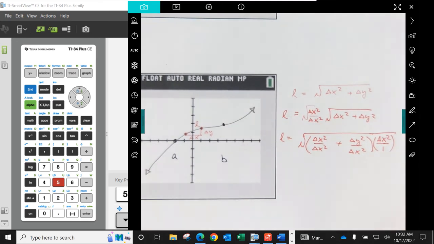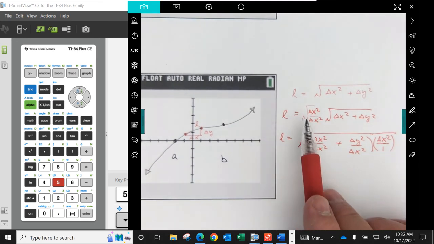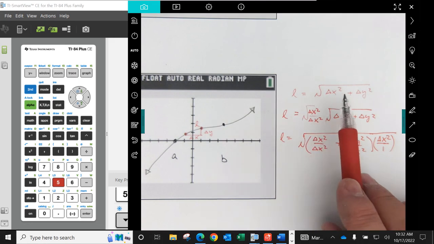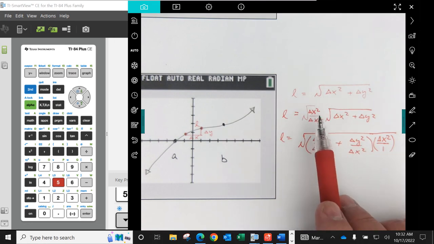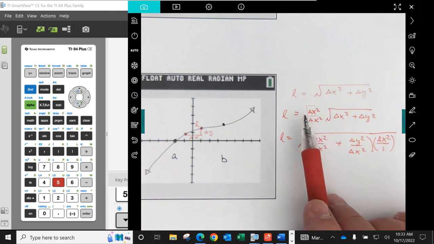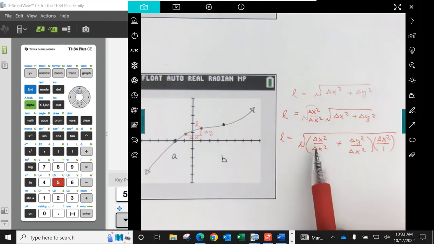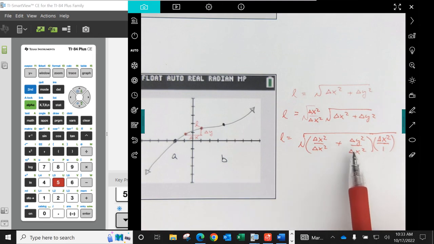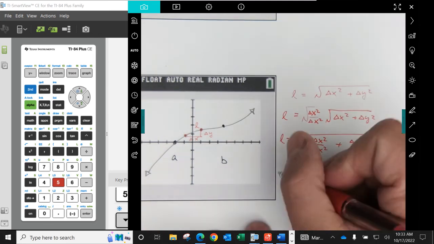Got off the screen there just a little bit. So what I did is I took and multiplied this expression that's equal to L by the square root of the quantity, the change in x squared over change in x squared, which is just 1. I was able to then, because I have the radicals multiplied, distribute that 1 through here, but you'll notice I distributed the denominator only, and then I had this numerator left here.